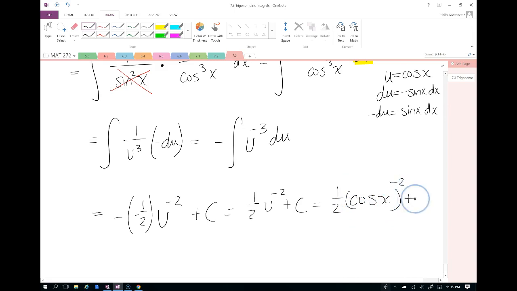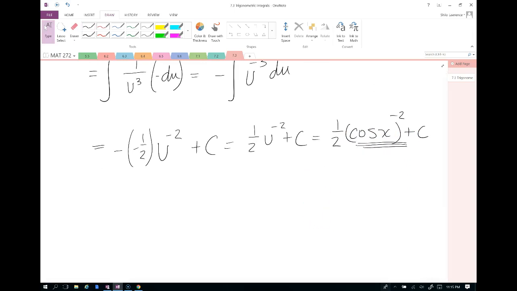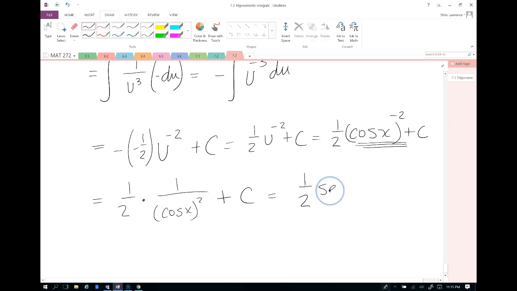Now, this format of writing your answer is not usually the best format. Trig functions don't ever have to be left in a denominator, and that's what that negative power means. This is technically 1/2 of 1 over cosine squared. That negative power means move it to the bottom. And cosine in the denominator is a different trig function. It's equivalent to secant. So probably the best answer here would be 1/2 secant squared x plus c.